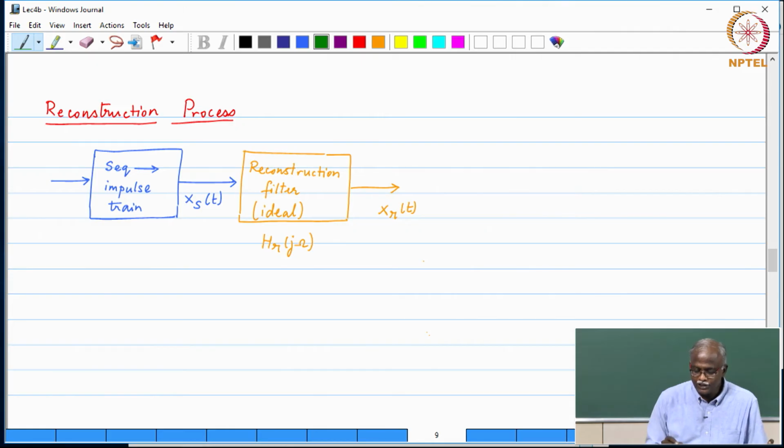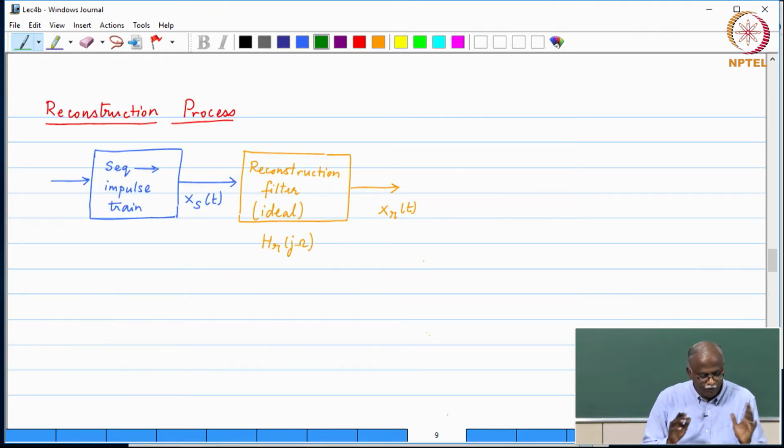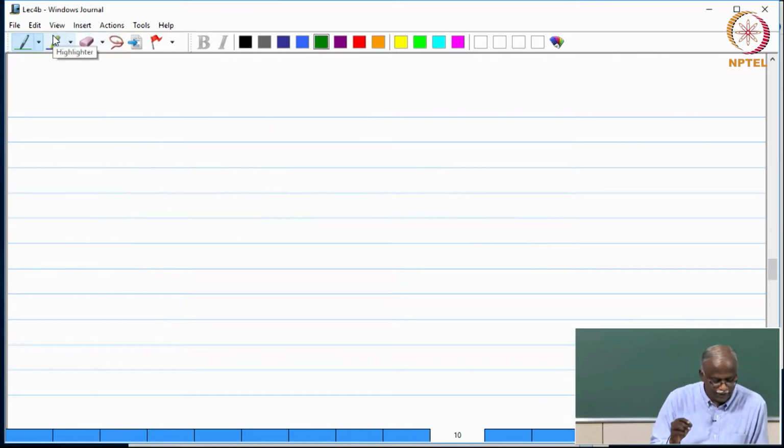So, the reconstruction process: I have an impulse train which becomes x_s(t), multiplied by the reconstruction filter H_r(jω), giving x_r(t). Now, I want to also at this stage look at some of the practical elements of the reconstruction process. So, let's take a quick look at some of the aspects.